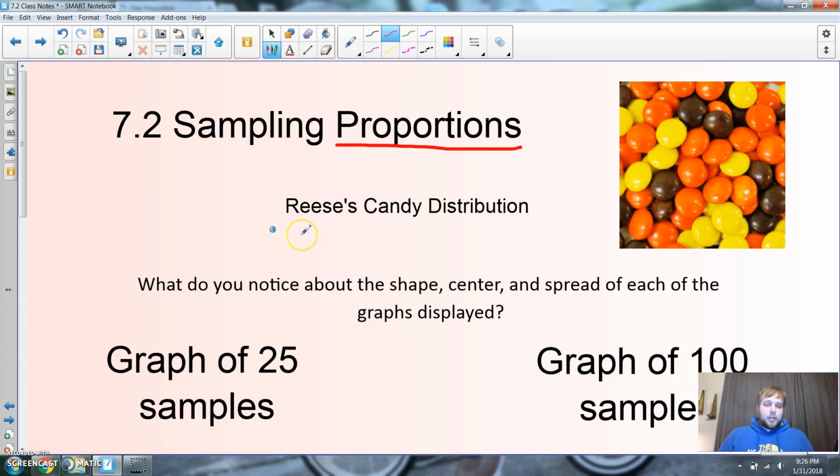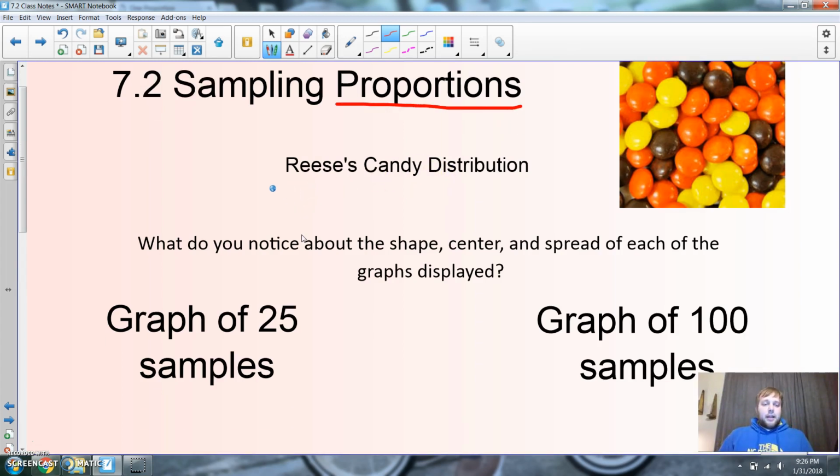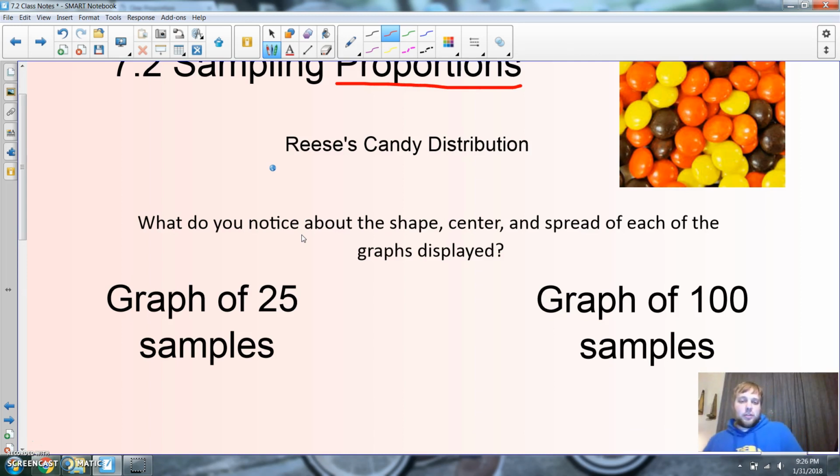And so just to show you, I've got a website that distributes Reese's candy, and so it says, let's make a couple graphs. One where we sample 25. So basically, I'm going to open up a pack of Reese's Pieces. That's size 25, right? And then I'll open up a pack over here of 100, and we'll compare to see what it looks like. So here we go.